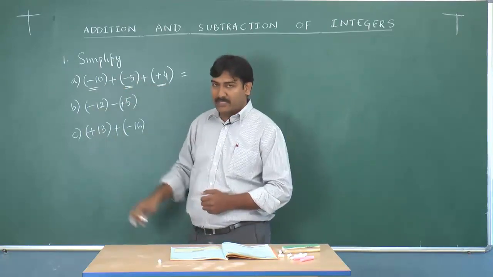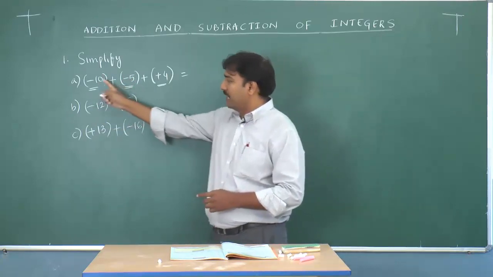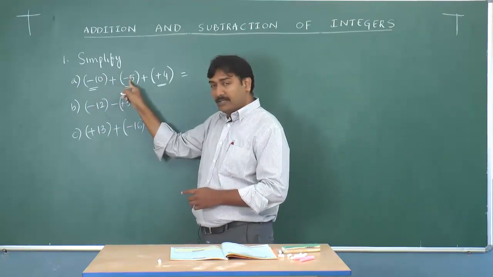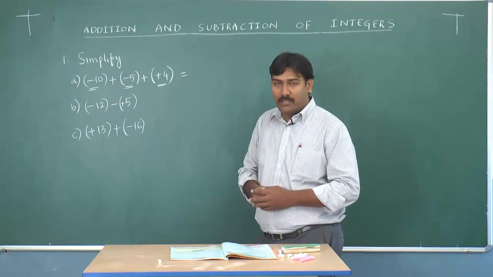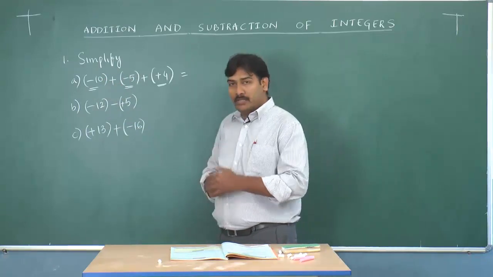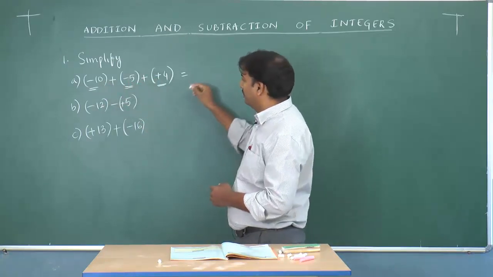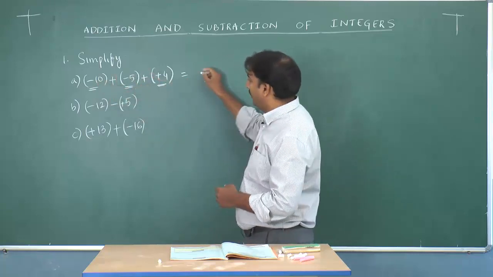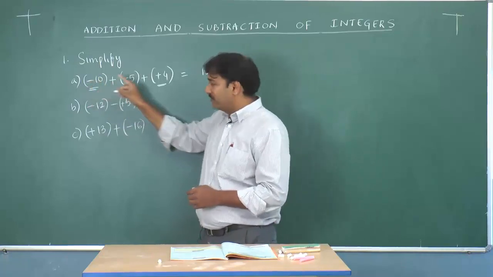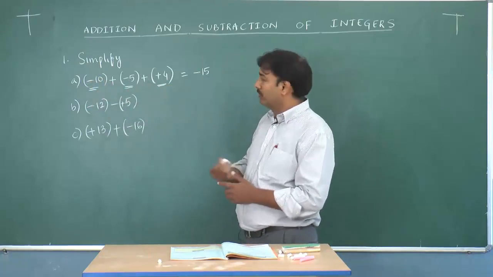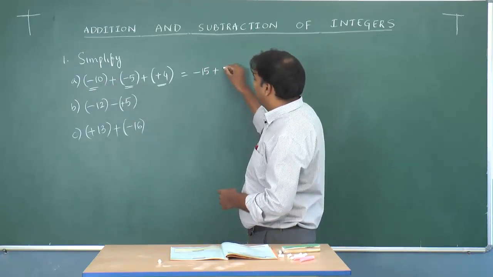Add the integers having the same signs. The rule says that when the integers have the same signs, you add the numerical values and put the sign that the greater numerical value has. So when I add the numerical values 10 and 5, I get 15, and the greater numerical value has the sign minus, so put a minus sign. Here I have added these two integers. Now the remaining number is plus 4.